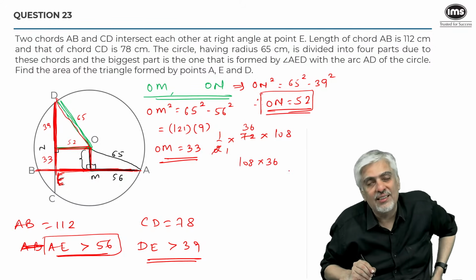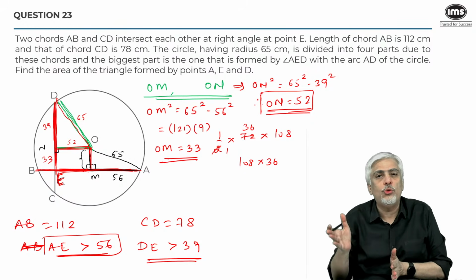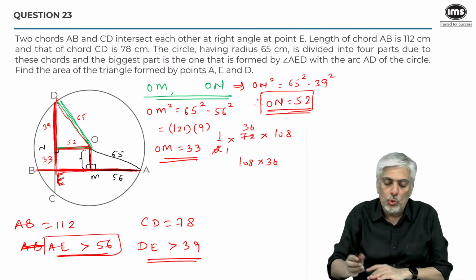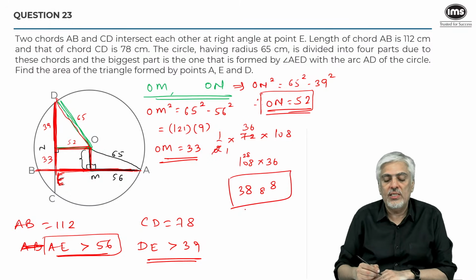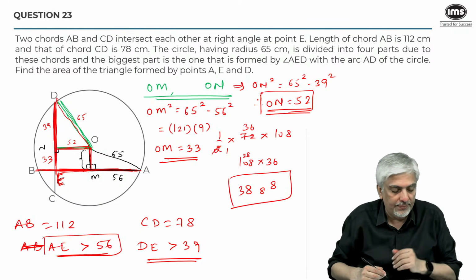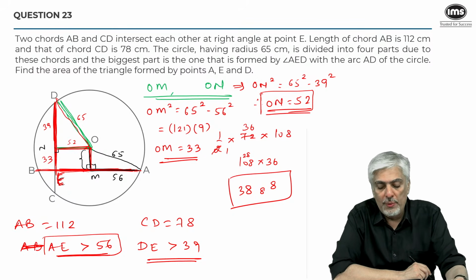36 8s are, 36 8s are will be 288. 36 into 100 is 3600, 288 plus 3600, 3888. 3888 is the answer. Nice question, nice interesting question. I hope people got it.